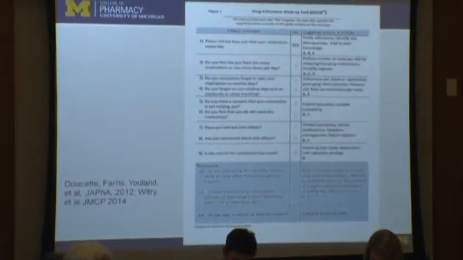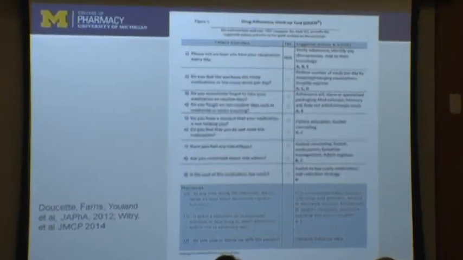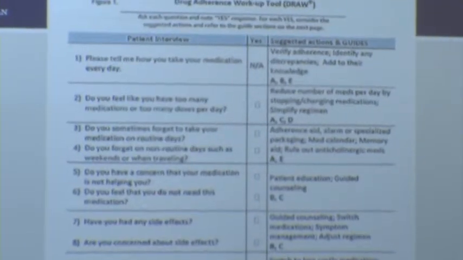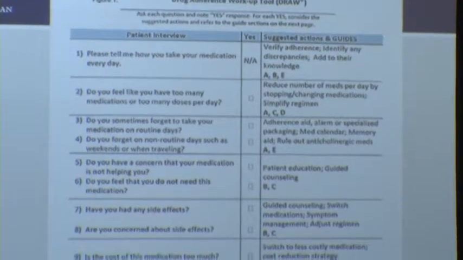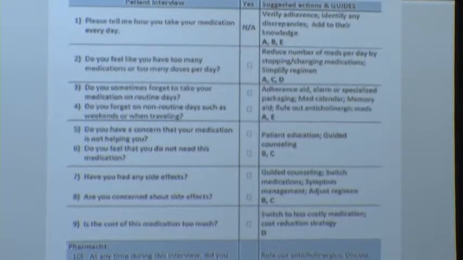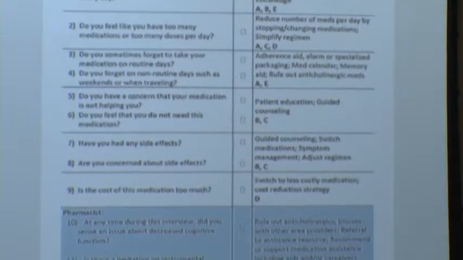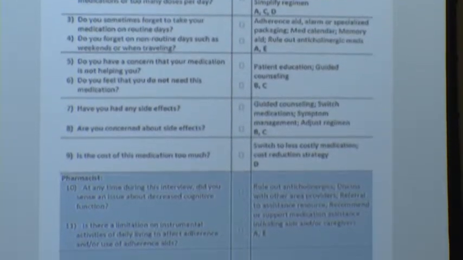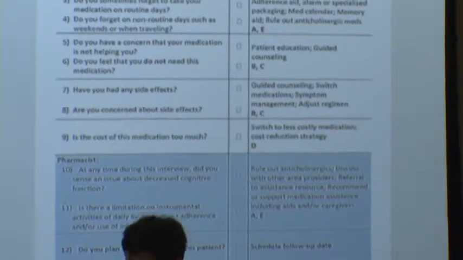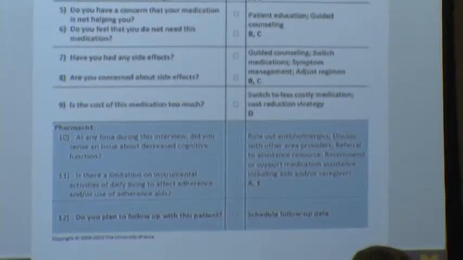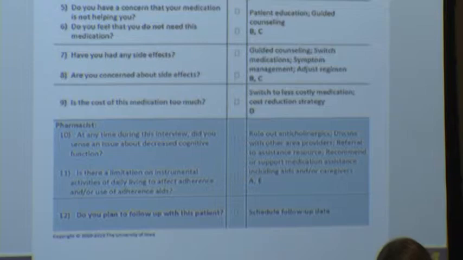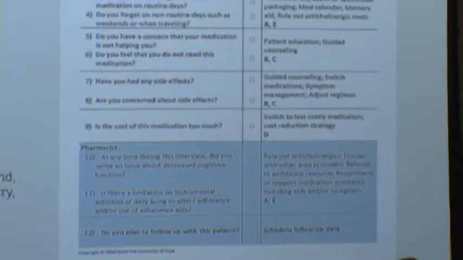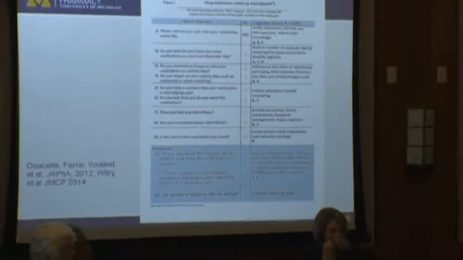Okay, this is the draw tool, the drug adherence workup tool, and it is asking 9 questions that you would use to interact with a patient. Please tell me how you take your meds every day. Do you feel you're taking too many? Do you sometimes forget on routine days? And do you sometimes forget on the weekends or non-routine days? We know that's what the data tell us. Weekends just mess everybody up on their meds. Right? Because you don't get up, you're not going to work, you're not doing your normal thing. Okay, so non-routine days can be an issue for non-adherence. Do you have a concern that the medications are not helping you? You can read the rest of those.